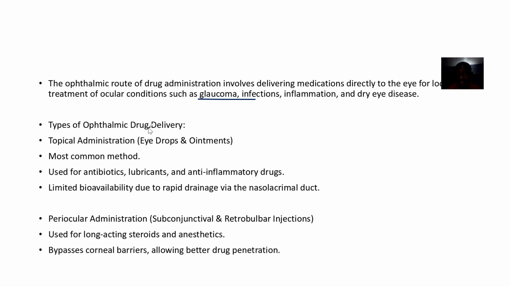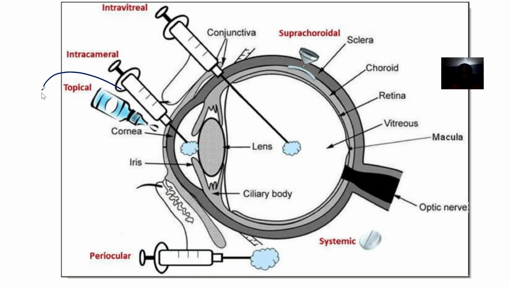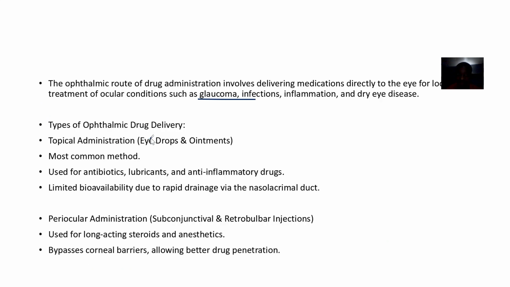So types of ophthalmic delivery, like I told you guys, are different. It can be topical, where you are dropping the medications directly on the eye. So topical is mainly for eye drops and ointments. It's the most common method. It's mostly used to deliver antibiotics, or to lubricate the eye, or for some anti-inflammatory drugs. So there's limited bioavailability due to rapid drainage via the nasolacrimal duct.